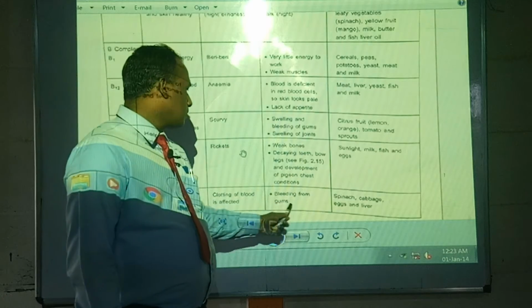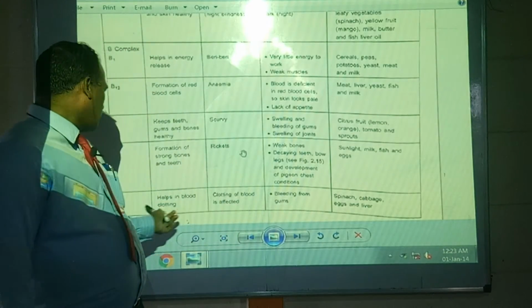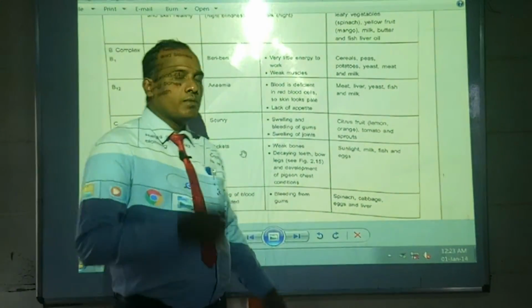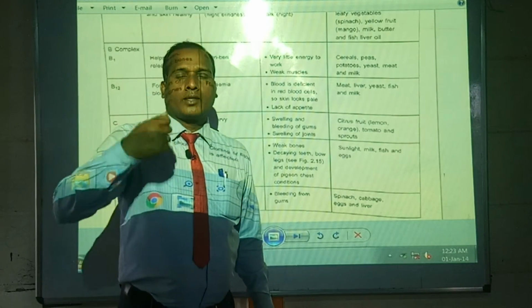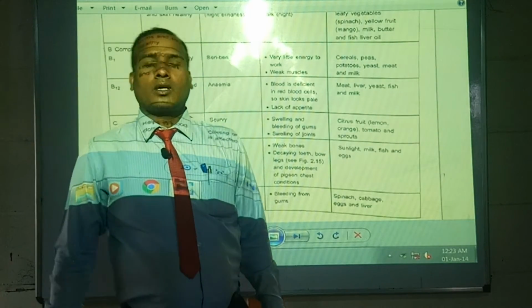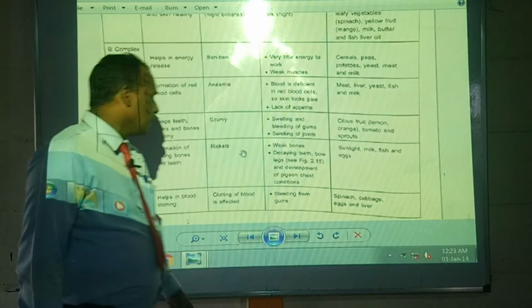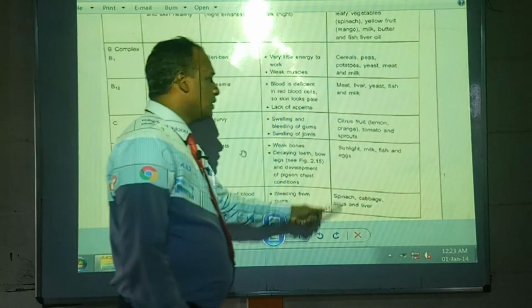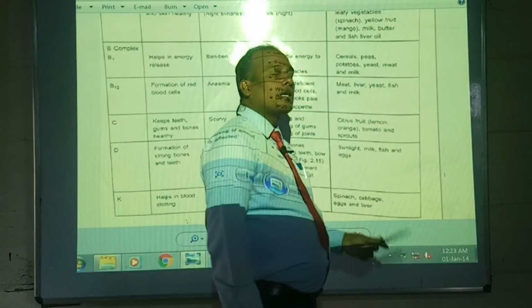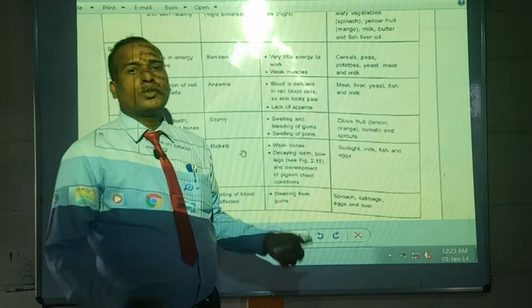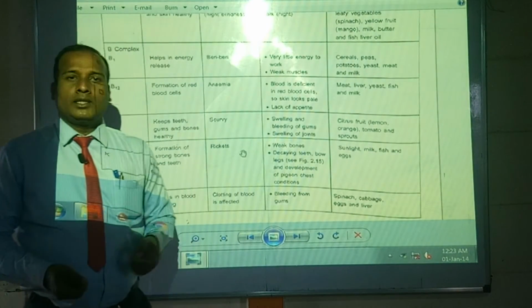So there is bleeding from the gums also, students, with vitamin K deficiency. From your mouth, whenever you brush, the blood will come out continuously and won't stop due to the lack of vitamin K. And where should you get it? Spinach, cabbage, eggs and liver. From these food sources we will get vitamin K.